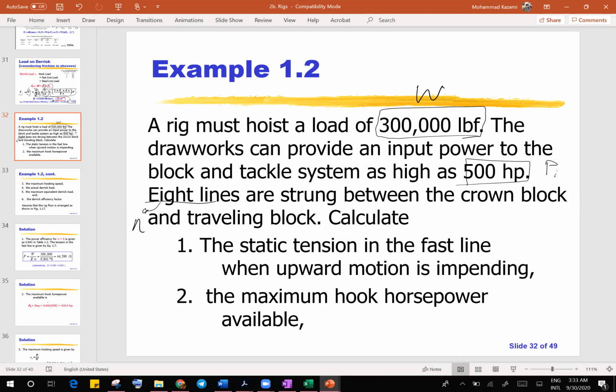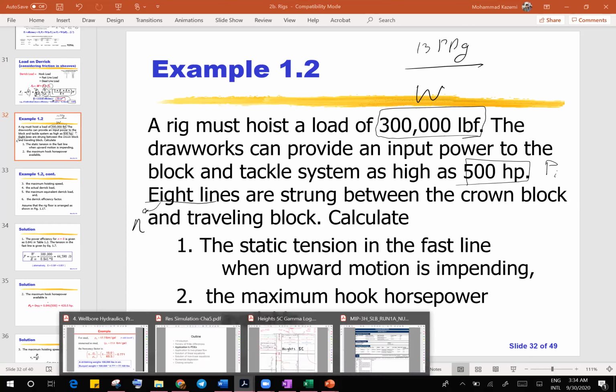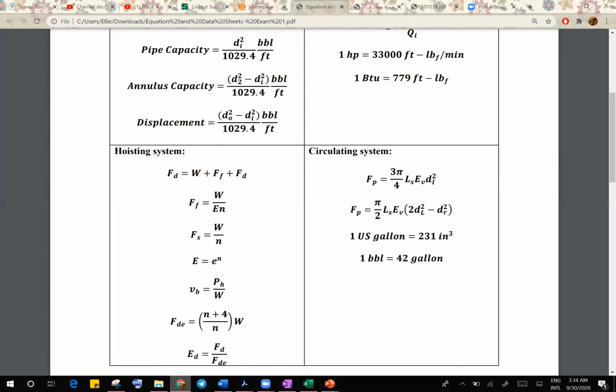How about if you have a drilling fluid, which is 13 pounds per gallon, inside the wellbore? Then how do you consider calculating the load on derrick? Does it change anything? Yeah, because there would be a hydrostatic force, right? That's basic buoyancy. So buoyancy will change your weight. Buoyancy will change the effective weight. How?